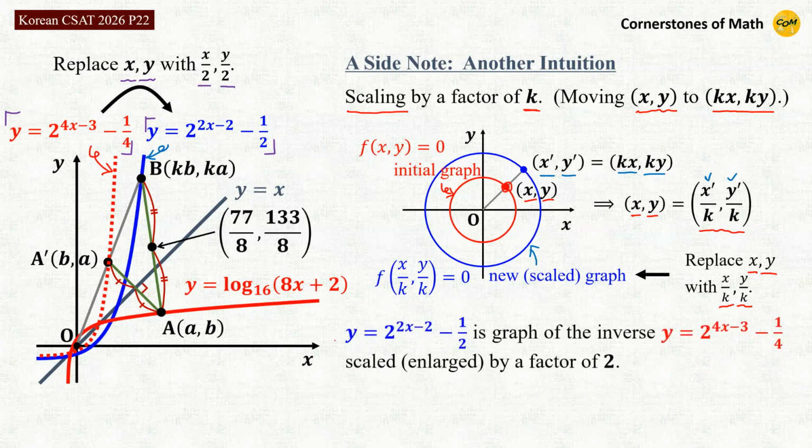This confirms our guess that the blue exponential function is the inverse of the logarithmic function scaled, or in this case enlarged, by a factor of 2. And our definition of k means that our k is exactly the value of the scaling factor, hence we know that k is equal to 2. So this was another interesting method to find k, and with the value of k determined, the rest is easy.